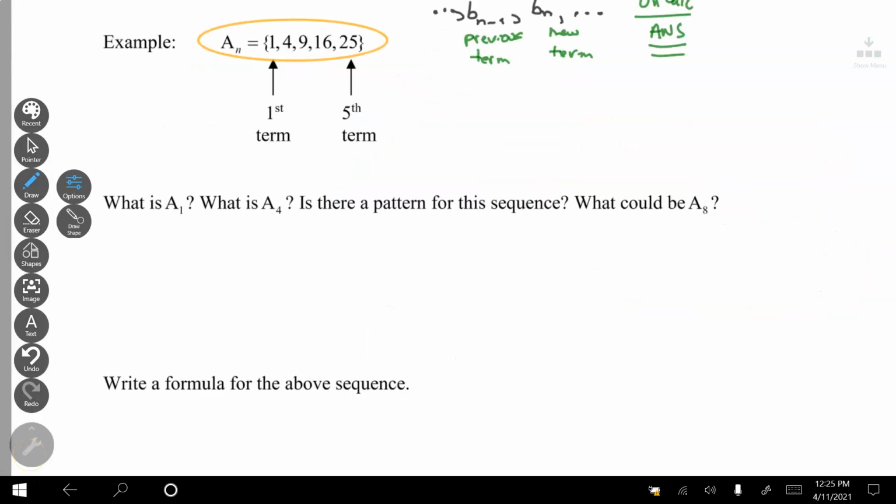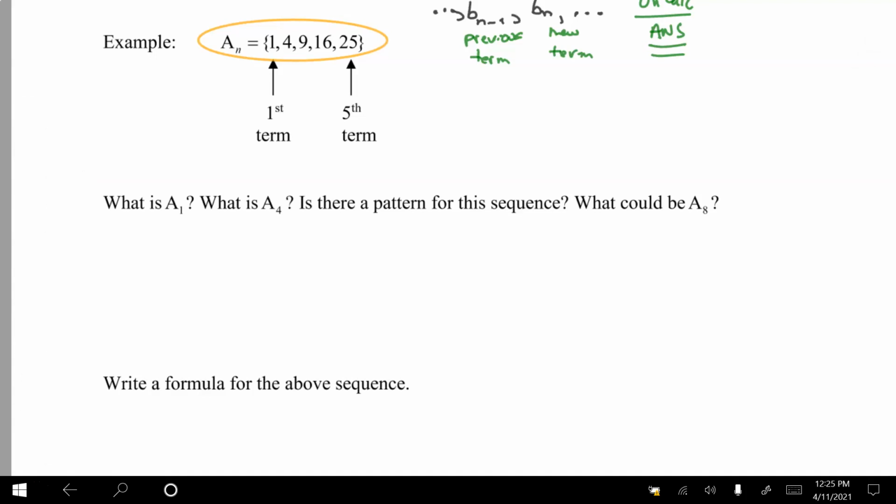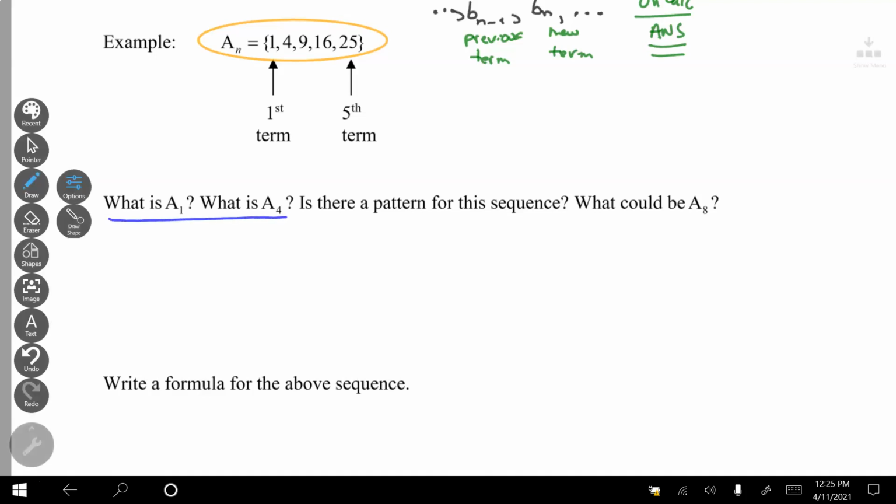Okay, so we're looking at this sequence a sub n, and a sub n is a nice little finite sequence of 1, 4, 9, 16, and 25. There's only 5 terms. So when I ask what is a sub 1 and what is a sub 4, well, a sub 1 is the first term. According to this list, a sub 1 is equal to 1. a sub 4 is the fourth term, and according to the sequence, a sub 4 is equal to 16.